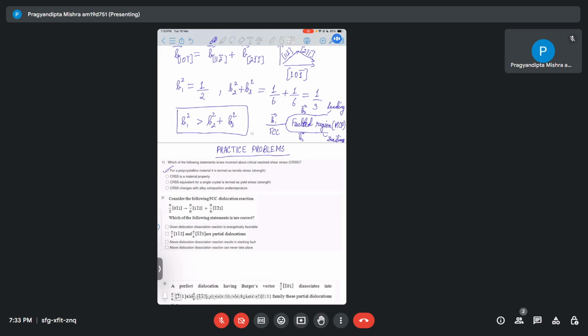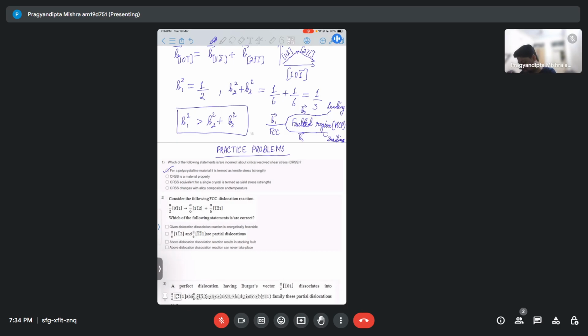CRSS equivalent for a single crystal is termed as yield stress. Okay, yield strength, we talked about it. Just a second. Yeah. So CRSS equivalent for a single crystal is termed as yield strength, that is correct. CRSS changes with alloy composition and temperature. That is also correct. So the only option which is incorrect is the first one.